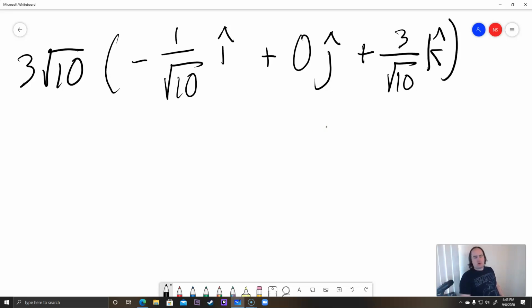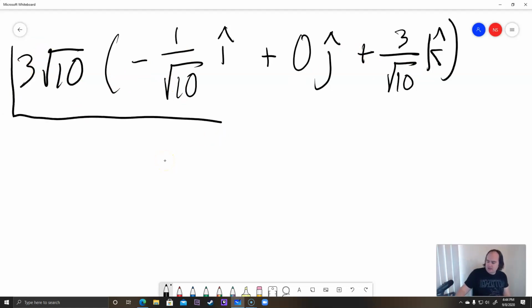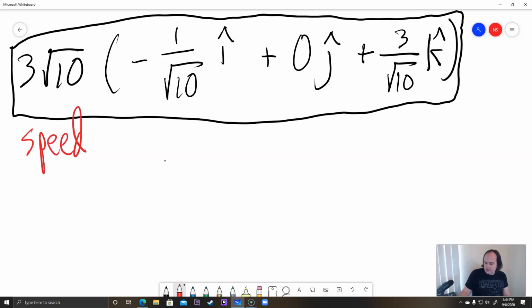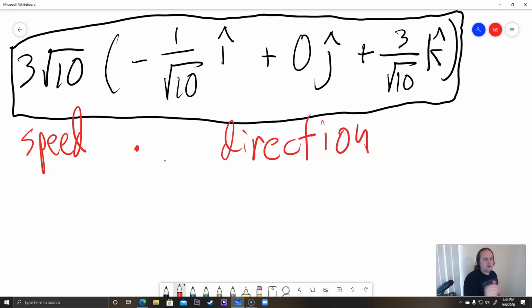And I know that can be a lot of work, but it's good for you. You got to get that practice in. And notice here that you don't actually rationalize the denominators. So this is actually how they want you to write your answer. So for whatever reason, they don't want you to rationalize. Probably because if you distribute the 3 root 10, the root 10s cancel out anyway. Okay, so this is actually the velocity as a product of its speed, which is the 3 root 10, and its direction. So it's going to be the speed times the direction. All right, so that's the last part of that problem.